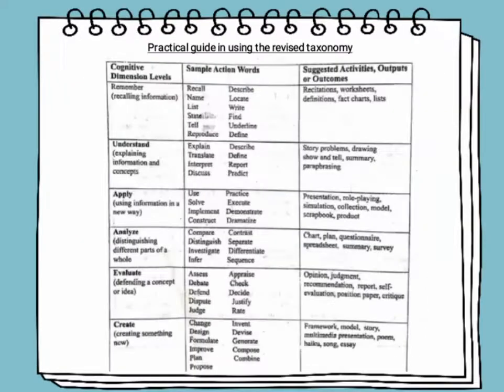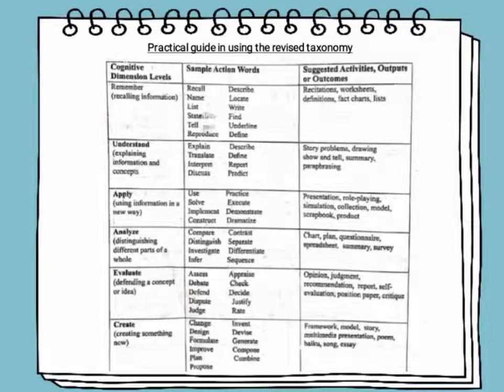The last but not the least, we have the practical guide in using the revised taxonomy. Kung saan dito natin siya gagamitin ng actual, ng practical, yung revised taxonomy. So, we have the cognitive dimension levels, at yung kanilang sample action words, and yung mga sinasuggest na mga activities sa school or outputs.